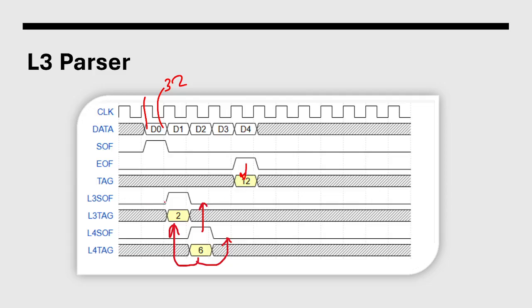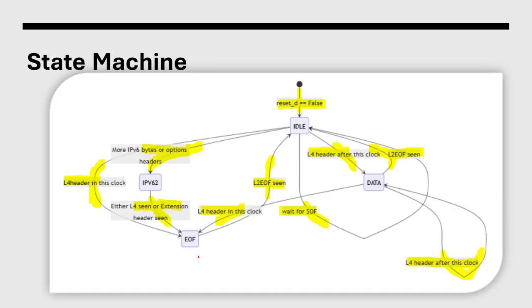Now, we have been given L3 SOF and L3 tag by the L2 parser. So all this is a given. What we are detecting is where the L4 starts. If L3 starts here, or here, in the very first clock or the second clock or even the third clock, it doesn't matter, you have to parse where L4 starts and produce a tag for it, because L4 may start anywhere in the 32-byte lane alignment. So you have to figure out exactly where it starts. That's the purpose of this. Hopefully that's clear.